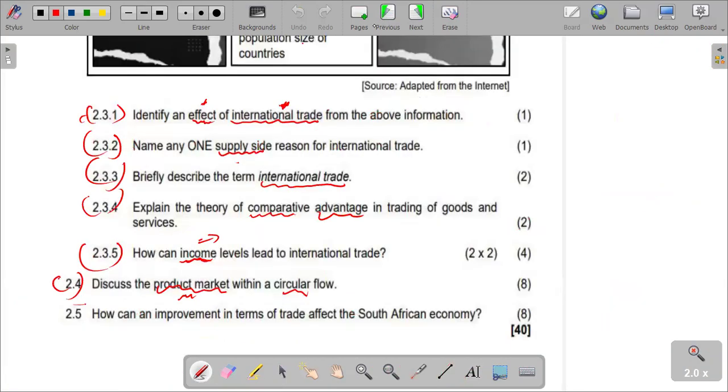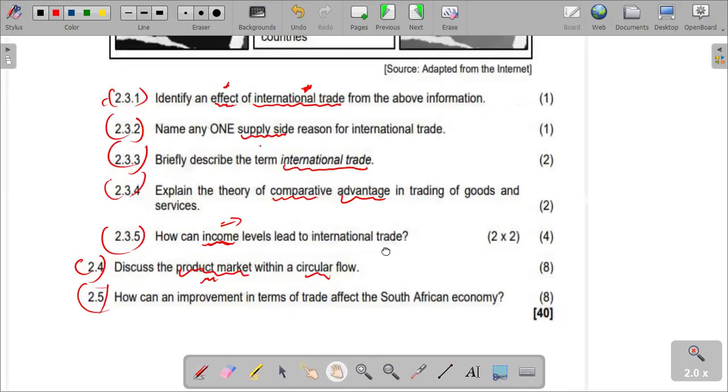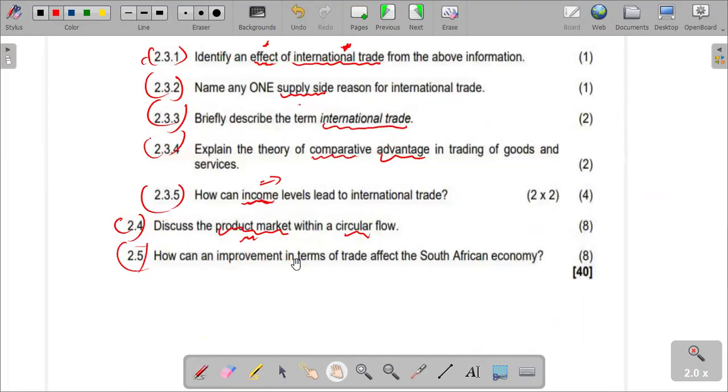And then let's go to our last question. How can an improvement in terms of trade affect... guys, again, understand your questions precisely. Don't just answer to answer the question. Try to understand what the question requires from you. We want to know how an improvement in terms of trade affects the South African economy. So if we improve trade, how can it affect our economy as a country?